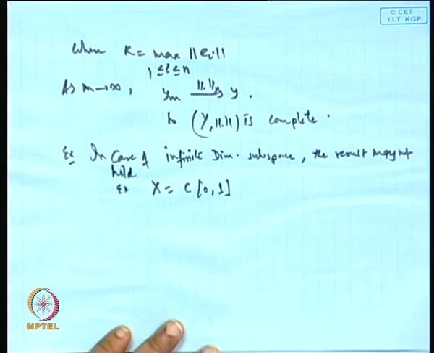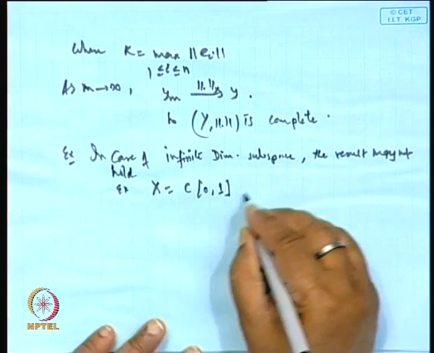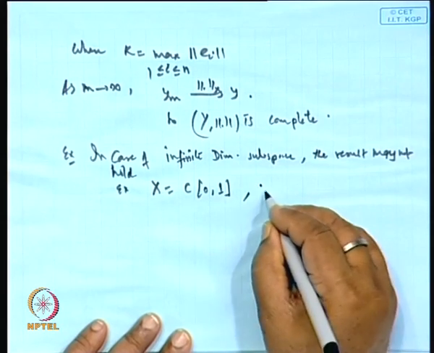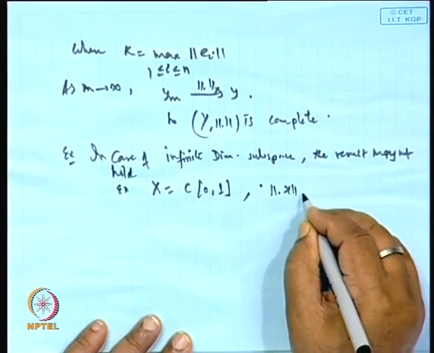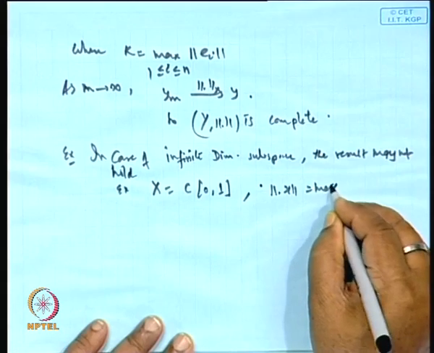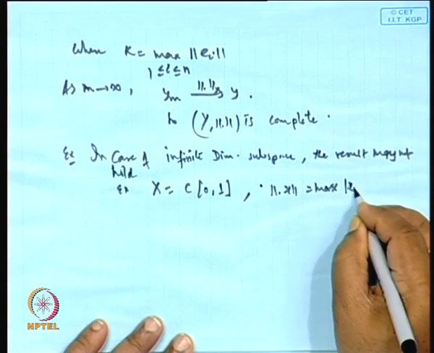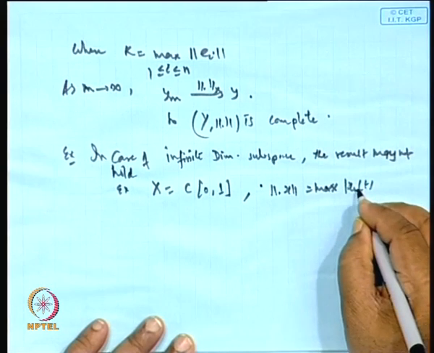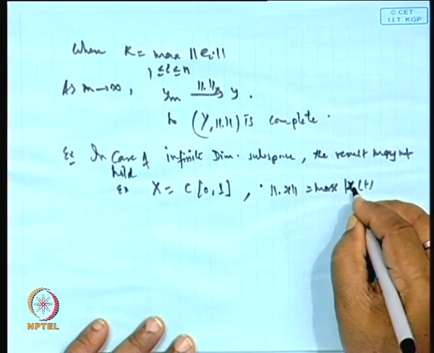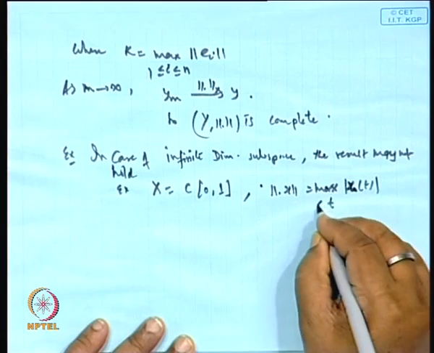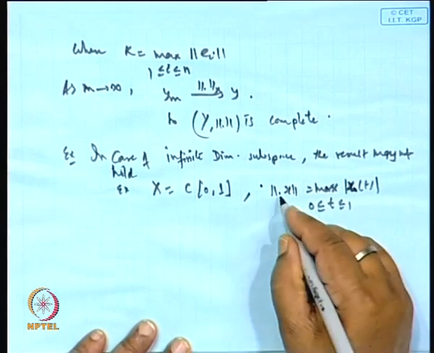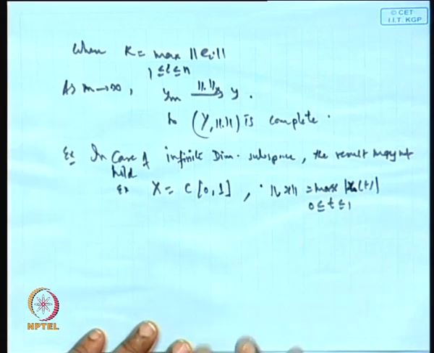For example, if we take the space X as C[0,1], the set of all continuous functions defined over the closed interval 0 to 1, this is complete under the norm of x as the maximum of mod x(t), where t ranges from 0 to 1. It is a complete metric space.